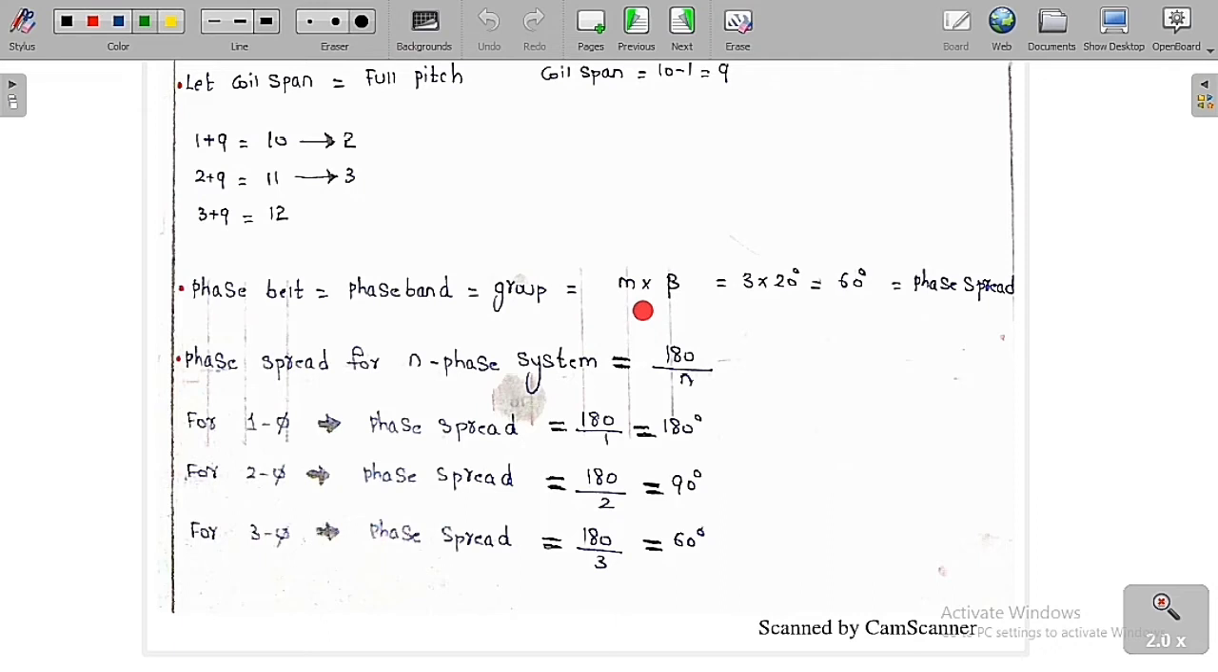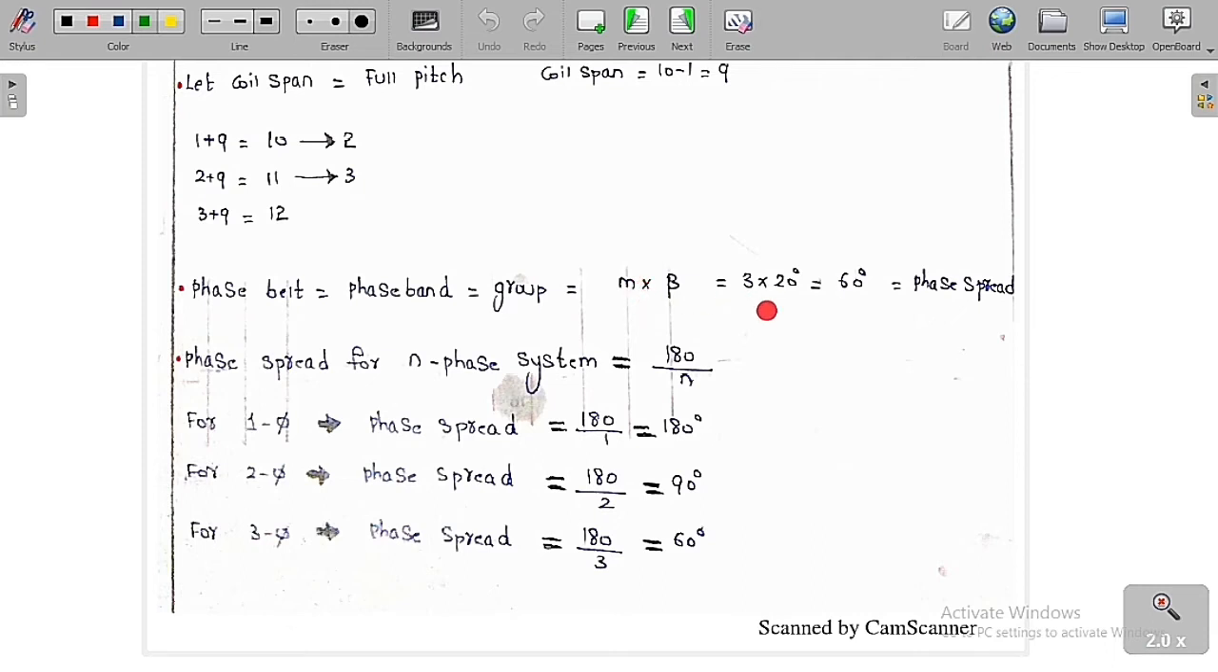Here m is, as I already told you, the number of slots assigned for one pole per one phase, and beta is called the slot angle. So you have to multiply these two things. It is called the phase belt, or the phase band, or the phase group. Simply we can say this much amount of angle is being covered by one phase under one pole. That is the meaning of this. This much amount of mechanical angle has been covered by one phase under one pole, which is m into beta.